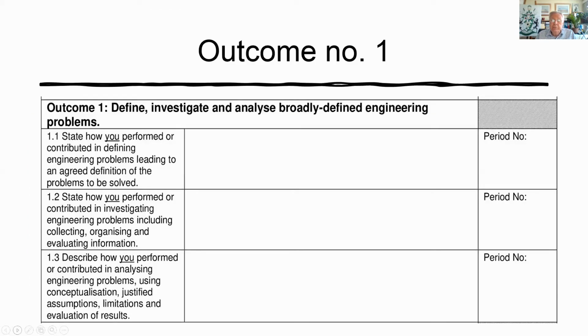So here's an extract from the Engineering Council's application form, which tells you exactly what outcome 1 is and what you have to find there, and how you've got to state how you performed or contributed in defining engineering problems, leading to an agreed definition of the problems to be solved, etc. You can find it all in the form. But the important part is the heading: define, investigate, and analyze broadly defined engineering problems.